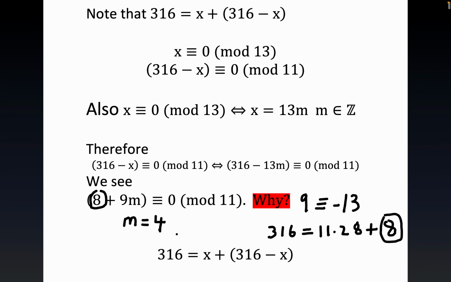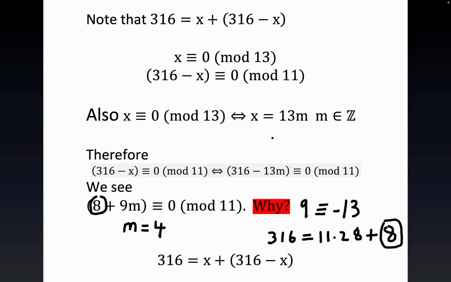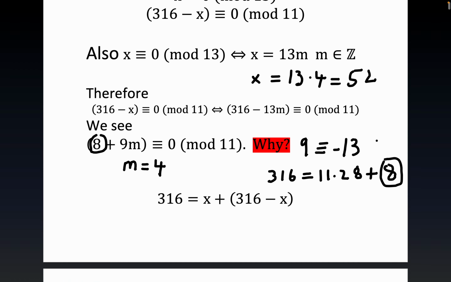And so if m is equal to 4, up here, you would get x equals 13 times 4, which equals 52. Then right down here, very quickly, we'll see that 316 does partition into 52, which is a multiple of 13, plus 264, I believe.